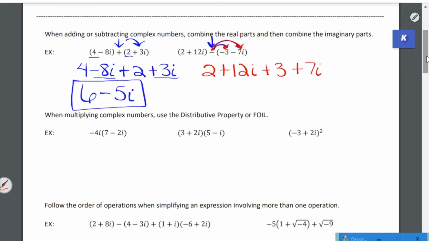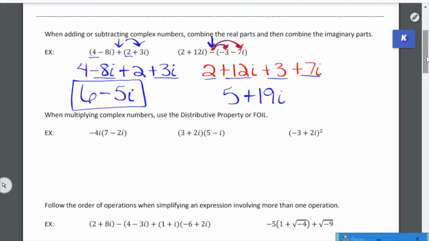Now I have no more parentheses. I've distributed my negative, and now I can combine my like parts. I can combine the real parts. 2 plus 3 is 5. And I can combine the imaginary parts. 12i plus 7i is 19i. Okay, that's about as simple as I can make it.